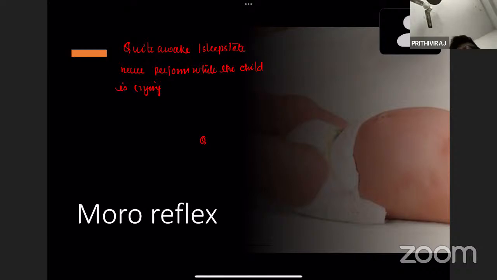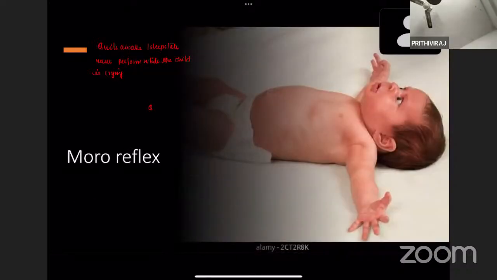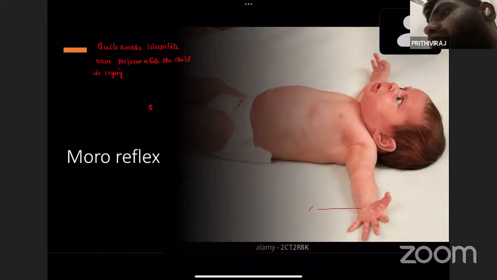Please see the video. If you don't know, ask your seniors or the residents in your ward to demonstrate it, because I cannot demonstrate here. Without knowing, don't do this kind of reflex, because it is somewhat tricky, and only if you do it properly can you elicit it. So as I said, it should be done in a quiet, awake or sleep state. Never perform it when the child is crying. When you release the baby and put it down, the child will open his hands. This is the first step that will happen.